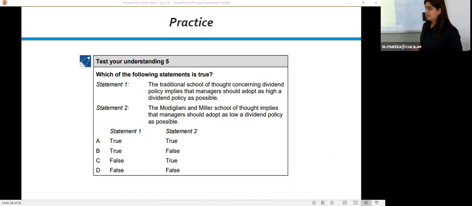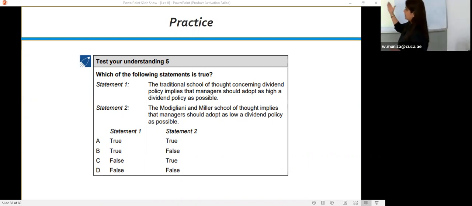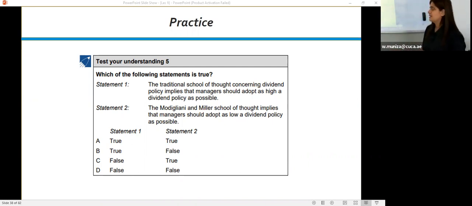Getting my point? What did MM tell us in dividend irrelevancy theory? That dividend is irrelevant. Even if the cash dividend is not paid, it is not going to affect anyone, but in the perfect market situation. Because if the persons do want cash, they will sell their shares in the market and get the amount in the form of capital gain. They did not tell that as low a dividend as possible has to be paid. Okay, this was not their stance. So it did not imply that managers should adopt as low a dividend policy as possible. So this is false. The first statement is true and the second one is false.